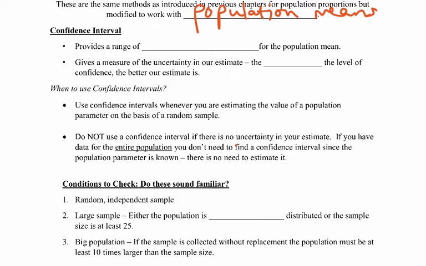So for confidence intervals, remember that confidence intervals provide a range of plausible values for a population mean. It gives a measure of uncertainty in our estimate. So remember, the higher the level of confidence, the better our estimate is.